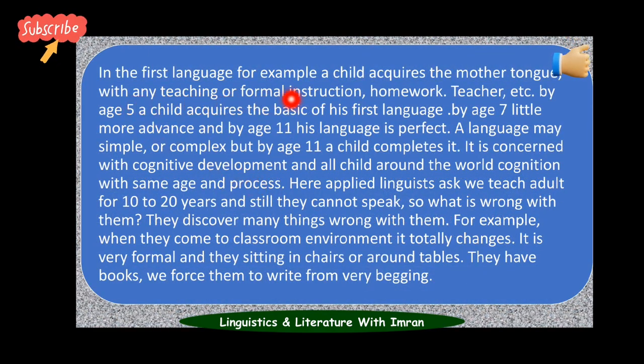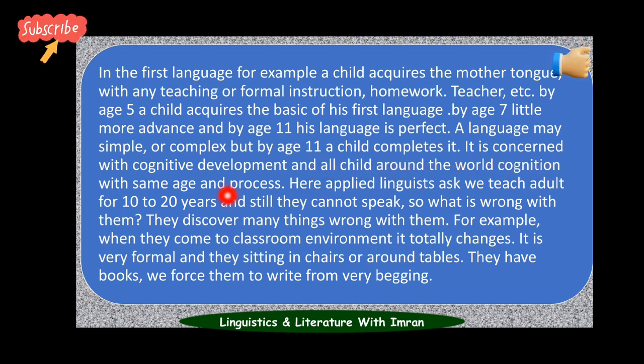In the first language, for example, a child acquires the mother tongue without any teaching or formal instruction, homework, teachers, etc. By the age of 5, a child acquires the basics of his first language. By age 7, it is a little more advanced, and by age 11, his language is perfect. A language may be simple or complex, but by age 11, a child completes it.